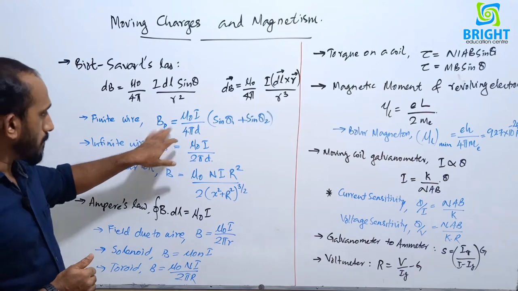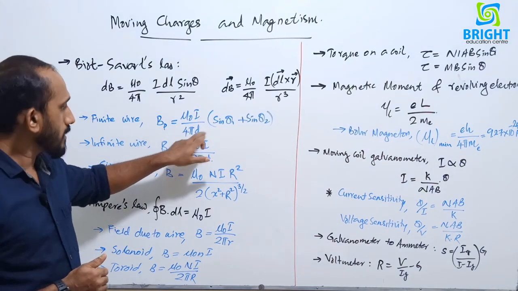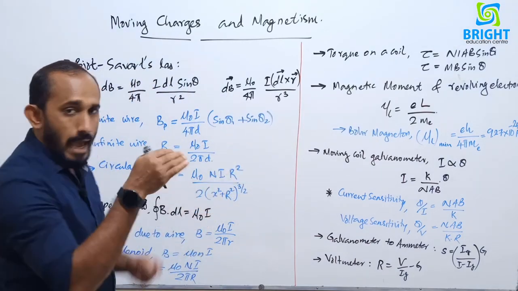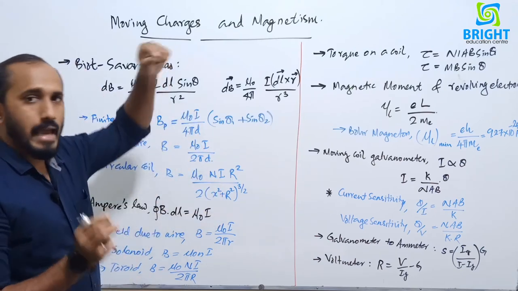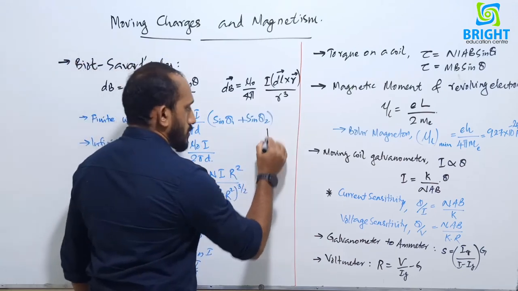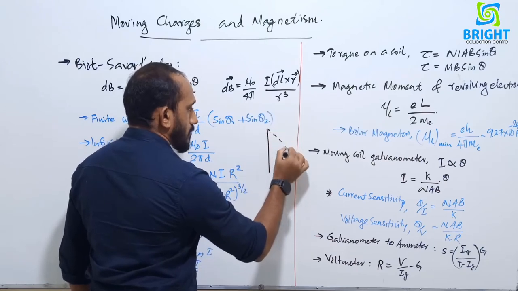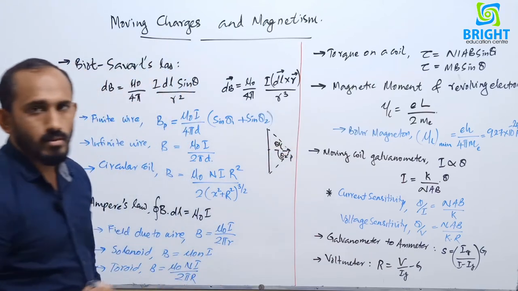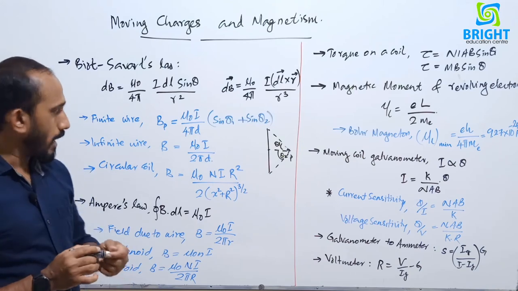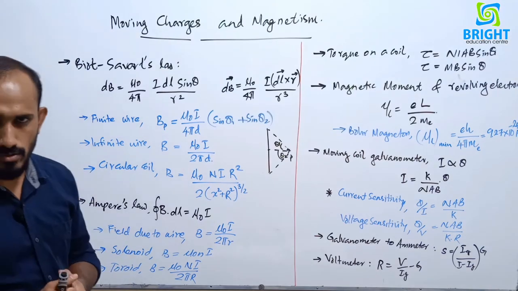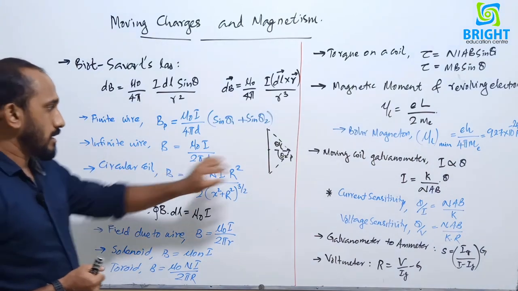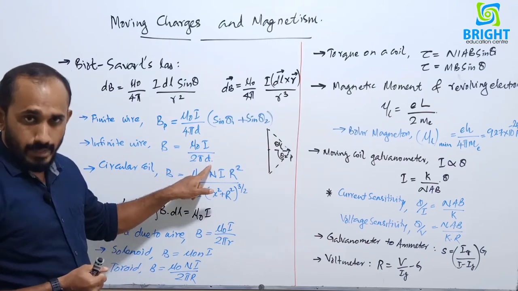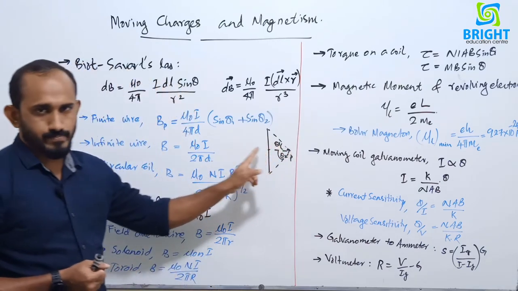For a finite wire, BP will be mu 0 I by 4 pi d into (sin theta 1 plus sin theta 2). In this one, theta 1 and theta 2 are the angles made by the point P with the ends of the conductor. Suppose this is the wire, that is the point P. This angle is theta 1 and this angle is theta 2, and d is the distance from it. So you can use the equation mu 0 I by 4 pi d into (sin theta 1 plus sin theta 2). And if it is an infinite wire, then theta 1 and theta 2 both will become 90 degrees. The equation will become mu 0 I by 2 pi d, where d is the distance of the point P from the wire.